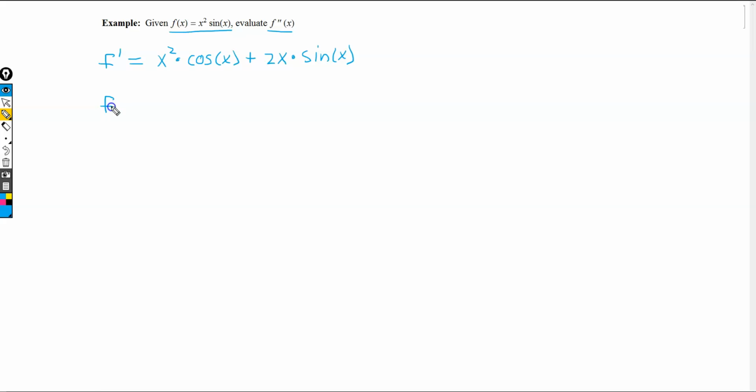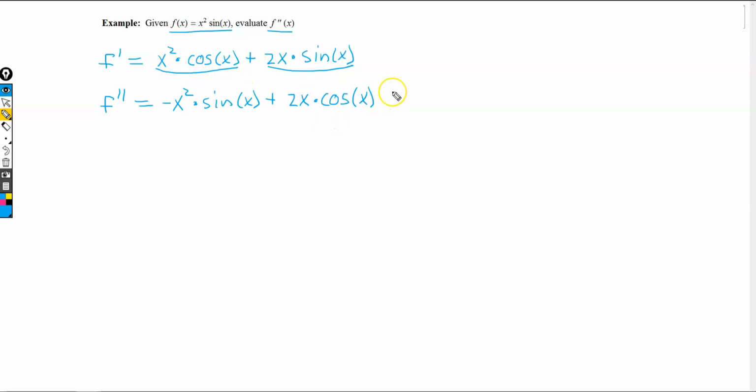So f double prime. Now, we have to use the product rule on this piece and on this piece, and then just add them together. So for the first term here, the product rule is going to yield x squared times the derivative of cosine. The derivative of cosine is negative sine, so I'm going to put a negative right there, sine x. Plus, then we have to go cosine times the derivative of x squared. All right, now that is the derivative of the first part.